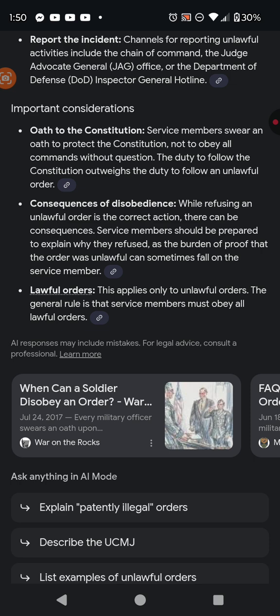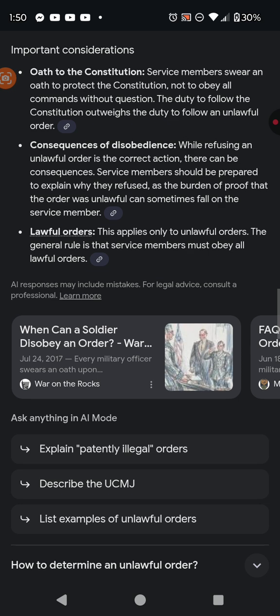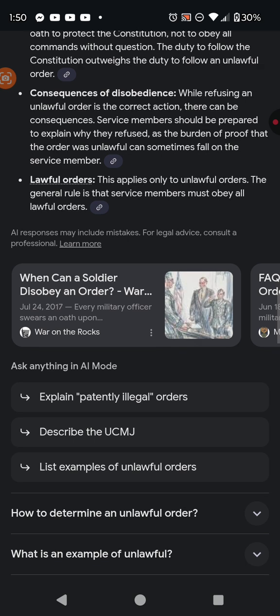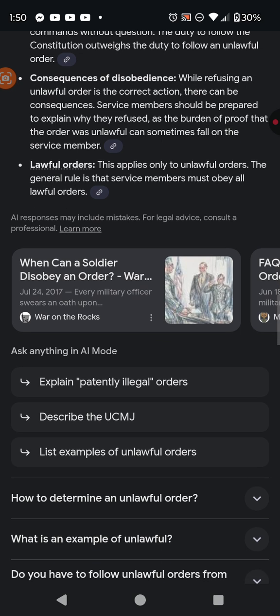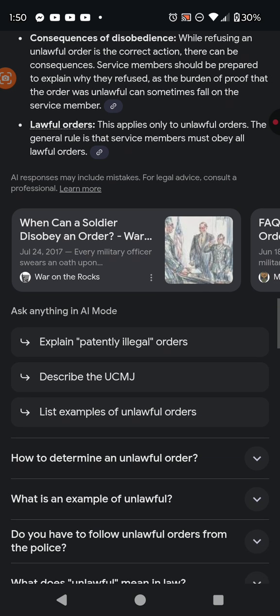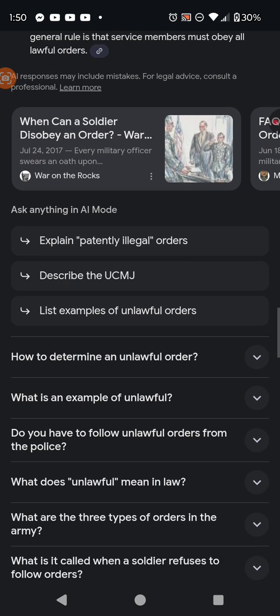Consequences of disobedience. While refusing an unlawful order is the correct action, there can be consequences. Service members should be prepared to explain why they refuse, as the burden of proof that the order was unlawful can sometimes fall on the service member. This applies only to unlawful orders. The general rule is that service members must obey all lawful orders.